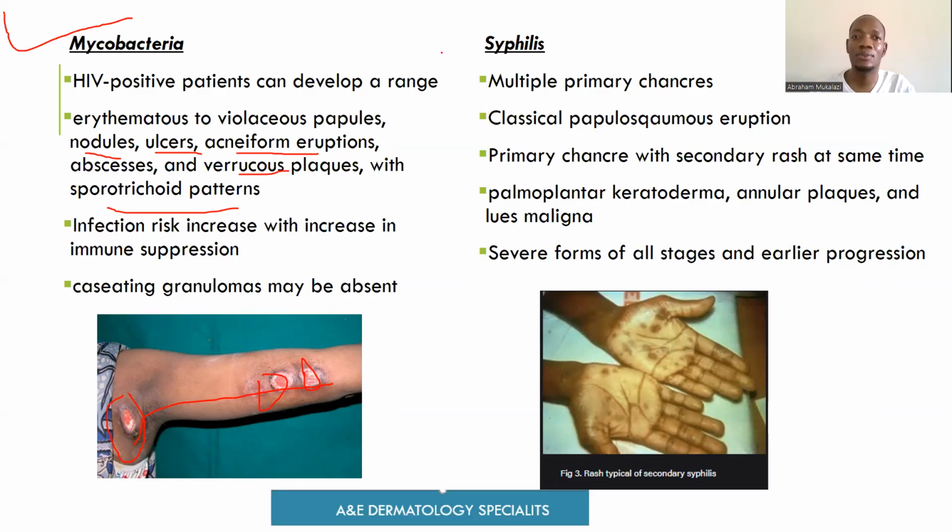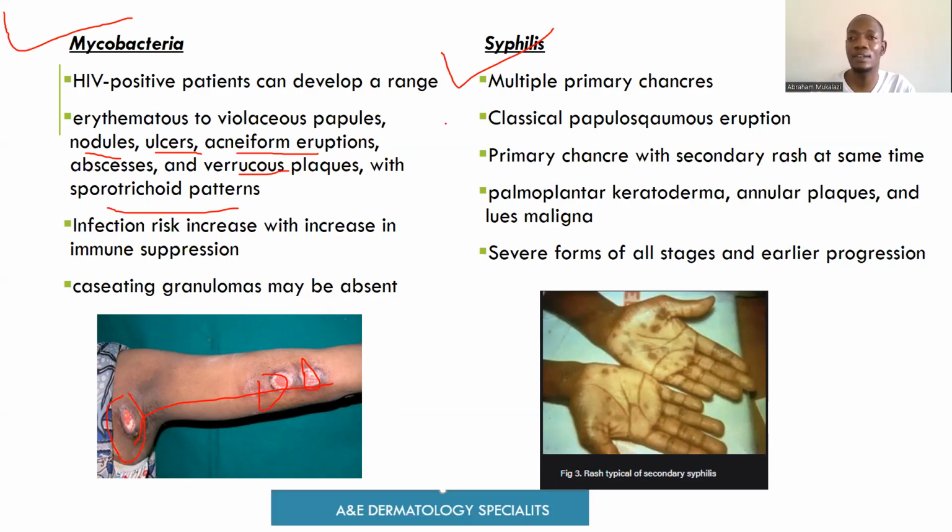Then the other condition that we usually see in HIV is syphilis. Syphilis is one of the diseases we call a great mimicker because it can look like all other skin conditions. So it can manifest in various forms.